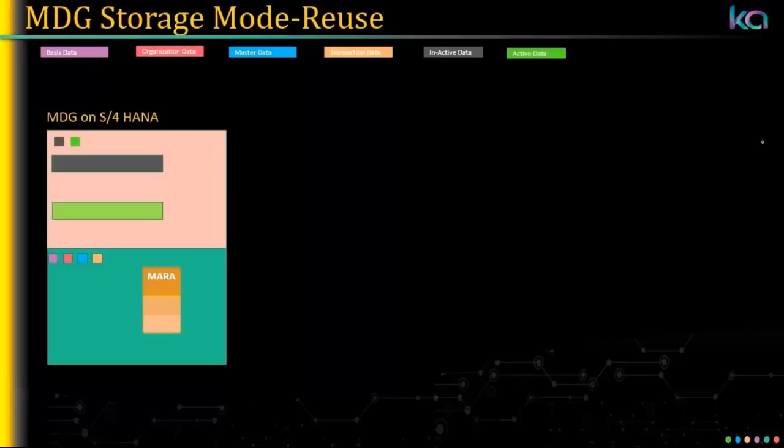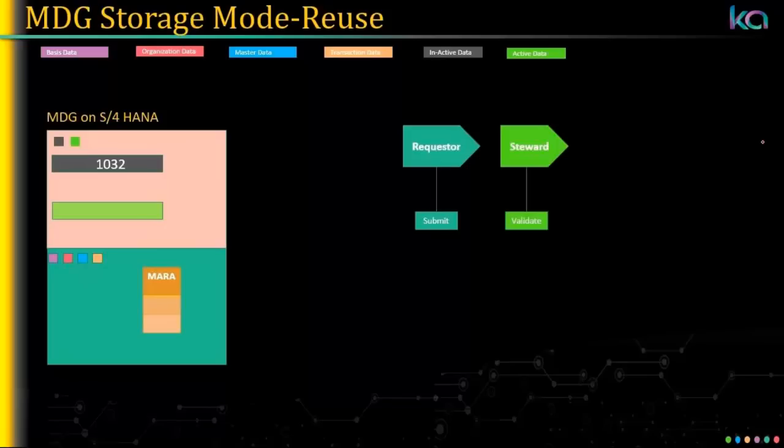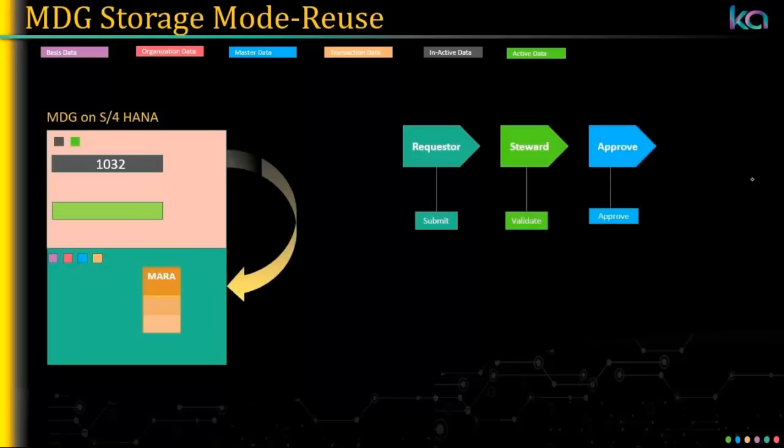Now we'll talk about the reuse mode. The requester will submit a new material creation. The material is available in an inactive area of MDG. Then it goes to the steward for validation. Then after the approver approves the request, the data will go from the inactive area of MDG to the active area of the ECC table, MARA.